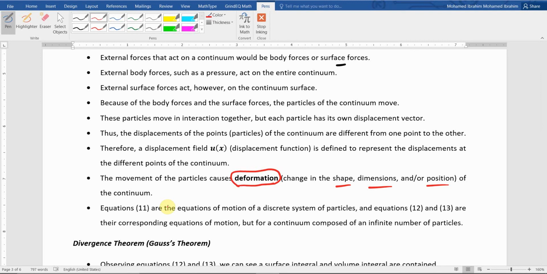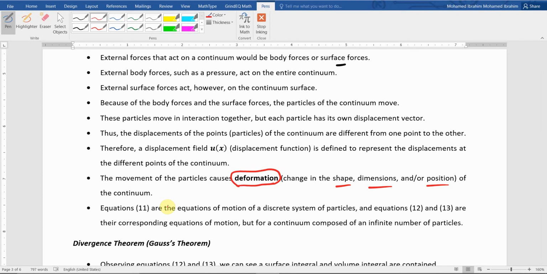And you should understand that the change in the shape or the dimensions of the material will be temporary. It will not be permanent. If it is permanent, it means that we have moved to plastic deformation. But in this course, we are working with elastic behavior. Elastic means that once the effect of the external force is removed, the material will restore its original shape and dimension again.